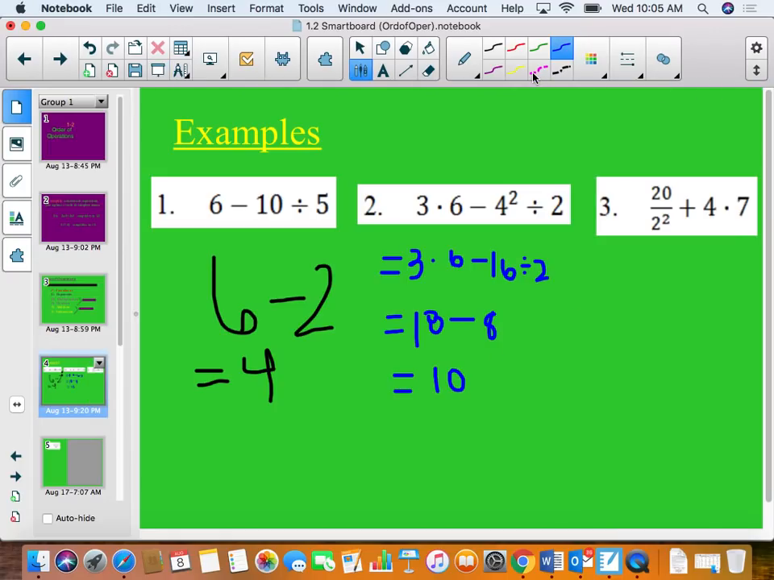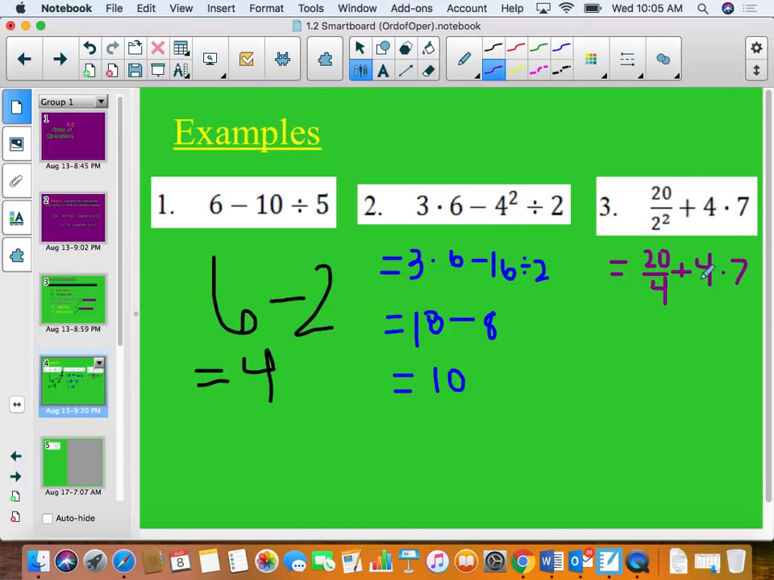Now on to example 3. In example 3, I look and I see that I have no parentheses, but I do see that I have an exponent here. 2 squared, or 2 to the second power, would mean 2 times 2, which is 4. So this would then start out by becoming 20 over 4. And then I still have the rest. So plus 4, and then times 7.